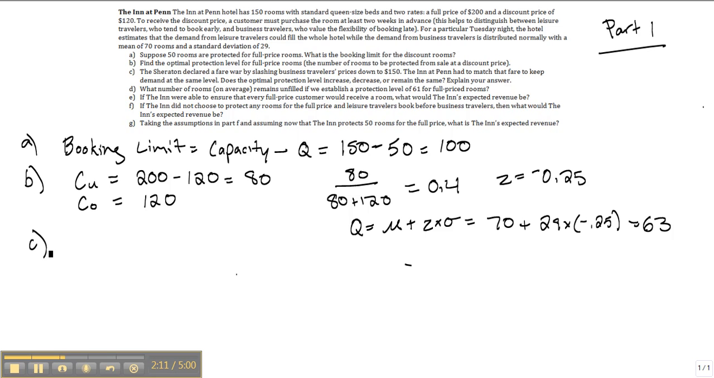Moving on to Part C. If the Sheraton were to force the in-it-pen to decrease its business traveler price to $150, this would decrease the optimal protection level. The reason why is that the lower price leads to a lower critical ratio, and therefore a lower protection level. It's less valuable at this point to protect rooms for the full fare, given the relationship between that 150 less 120, or 30, as your underage cost, and your overage cost of 120. So it would decrease.